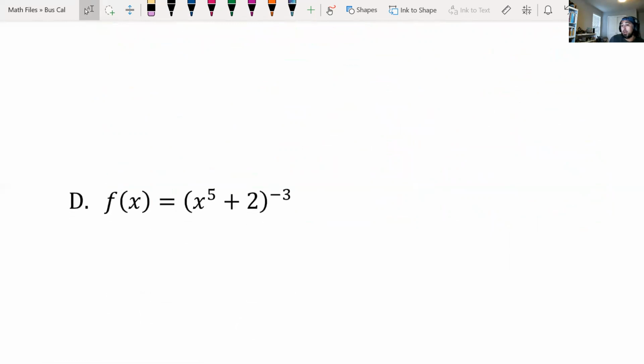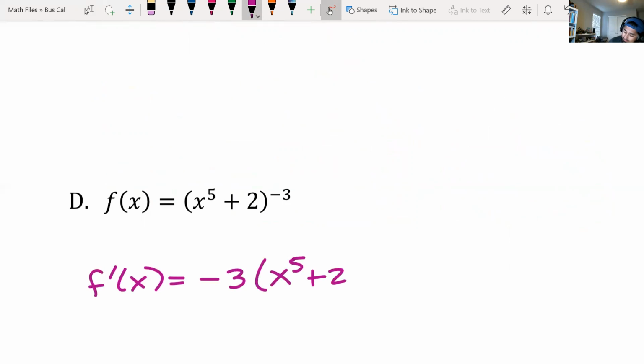Again, x to the 5th plus 2 to the negative 3. By chain rule, we get f prime of x. That negative 3 is coming down. The inside stays the same. You take 1 away. There's the derivative of the outside. Now, what's the derivative of the inside? 5x to the 4th power. 5x to the 4th. There you go.